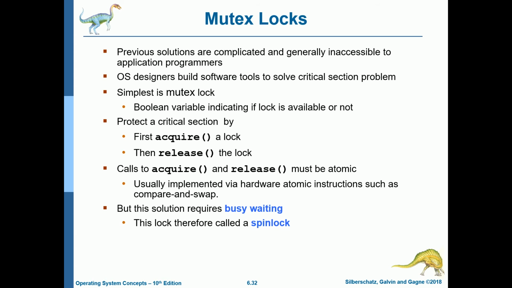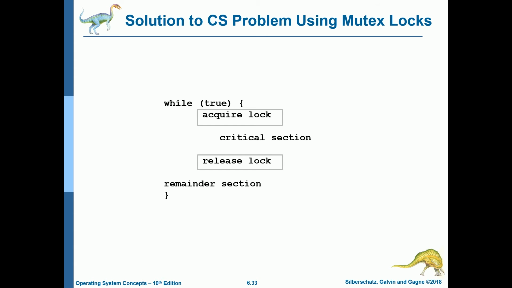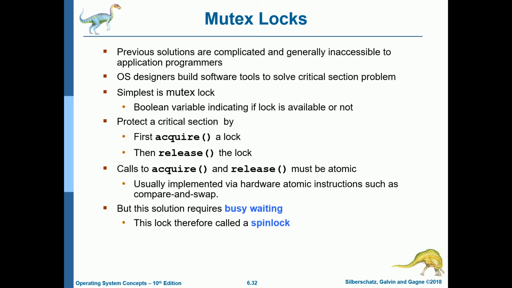That is, a process must acquire a lock before entering a critical section. It then releases the lock when the critical section is exited. The acquire function acquires the lock, and the release function releases the lock. We can see this illustrated here. A mutex lock has a Boolean variable called available, whose value indicates if the lock is available or not. If the lock is available, in other words, a call to acquire succeeds, the lock is then considered unavailable. A process that attempts to acquire an unavailable lock is blocked until the lock is released.